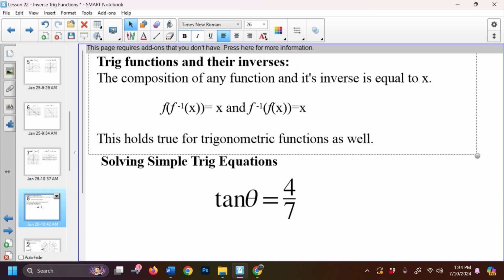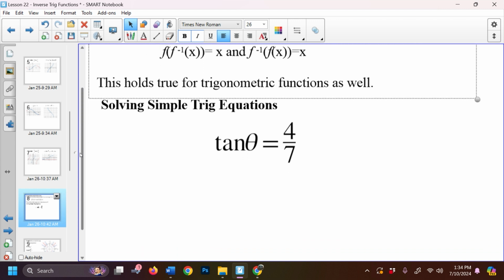Now, from a lesson earlier in the year, we know that if we take a function and we compose it with its inverse, or if we take the inverse of a function and compose it with the regular function, they should both reduce down to x. That holds true with trigonometric functions as well. So if I want to get this theta by itself, since I have tangent, I'm going to do the inverse operation. Now you guys have been doing this since probably 5th or 6th grade. What you do to one side, if you do it to the other, you keep the equation in balance.